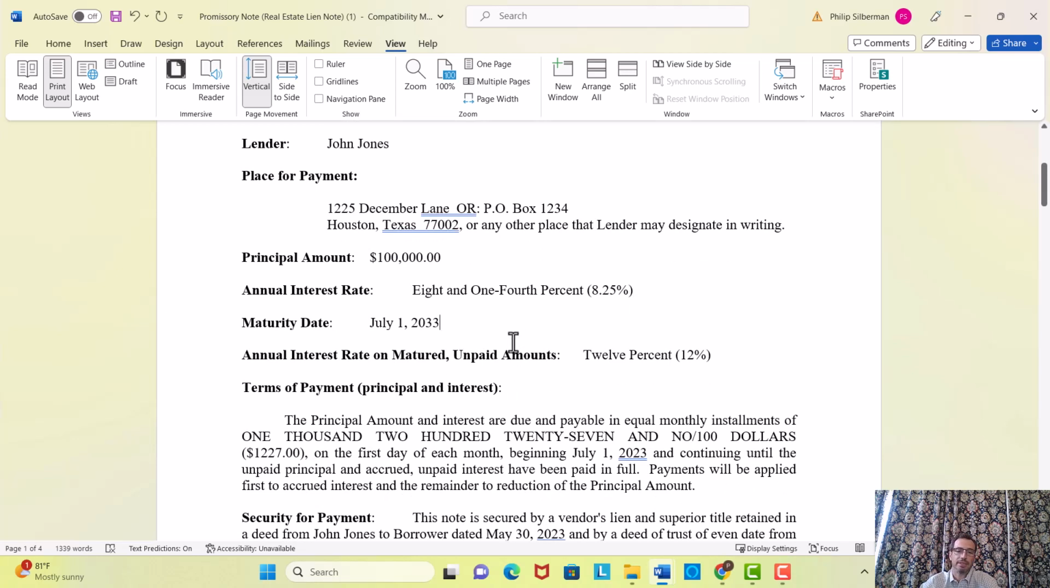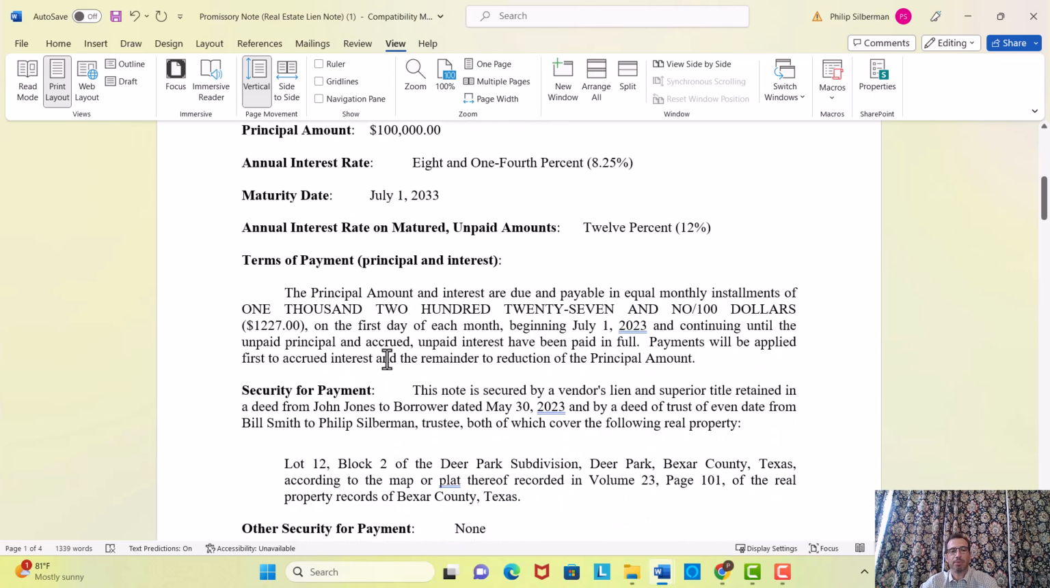Maturity date, in this case, it's a 10-year. I did a 10-year loan that matures on July 1st, 2033. Annual interest rate on matured unpaid amounts. Usually this rate is much higher because you want to penalize the borrower for having something unpaid. Sometimes you see language here that says the highest rate, the maximum rate allowed by law. That's okay too.